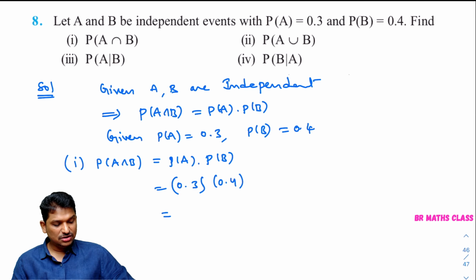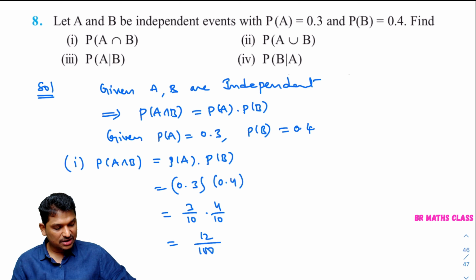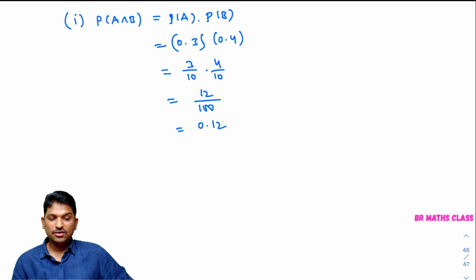0.12. Or else 0.3 can be written as 3 by 10, 0.4 can be written as 4 by 10, 3 fours are 12, 12 by 100, that equals 0.12. You can write like this, or else directly also you can write. Okay, first bit is over.